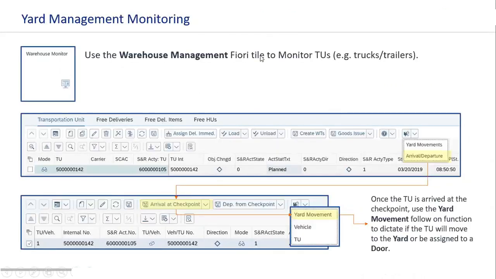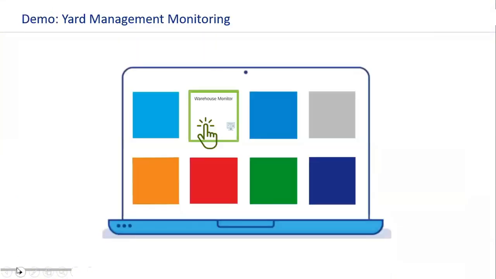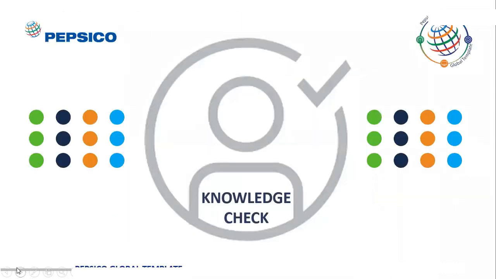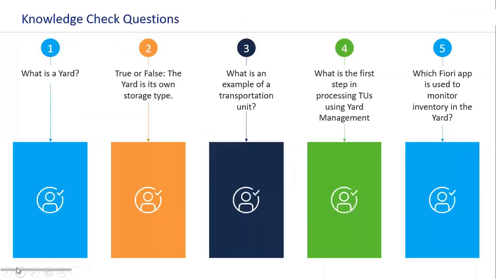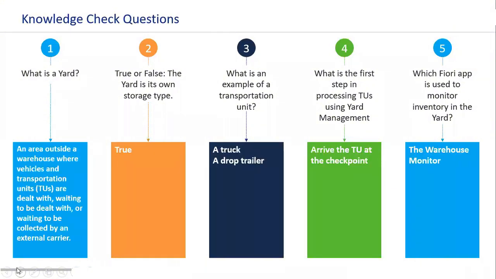So yeah, just going through basically what I've shown you. These are the screenshots, the arrival and departure. And that's basically it for yard management. So what is a yard? A yard's an area outside a warehouse where vehicles and transportation units are dealt with, waiting to be dealt with, or waiting to be collected by a carrier. The yard is its own storage type. Examples of transportation units are a truck or a drop trailer.